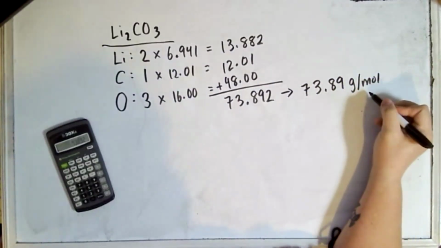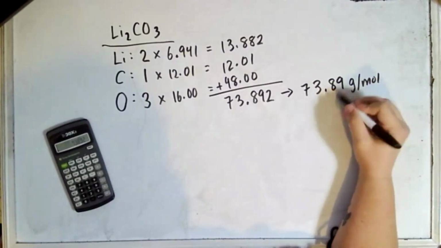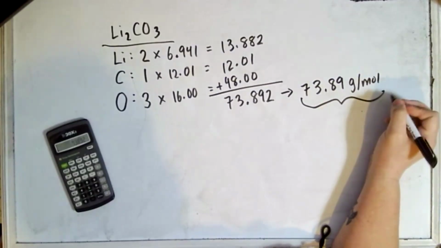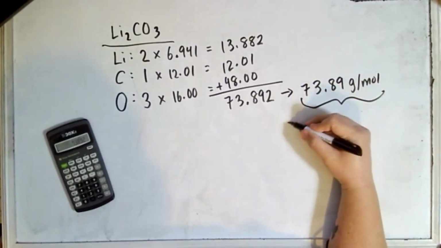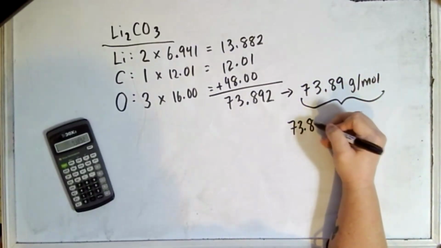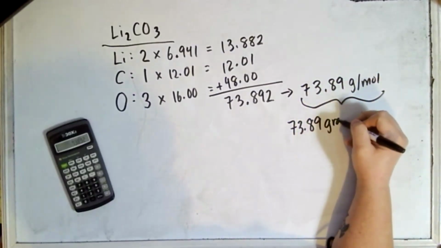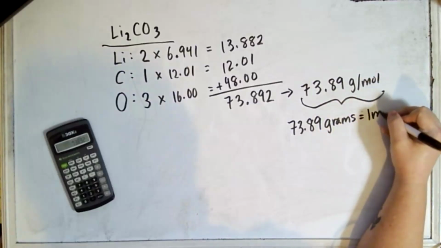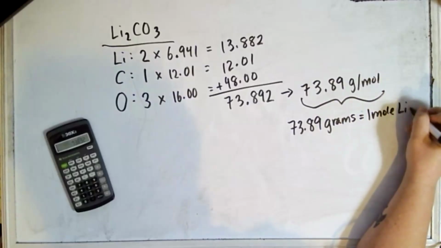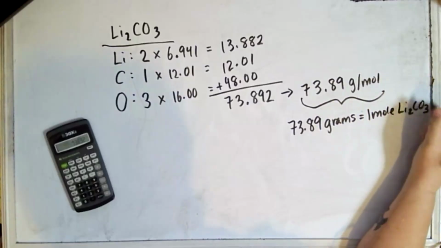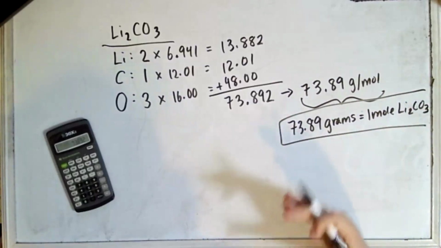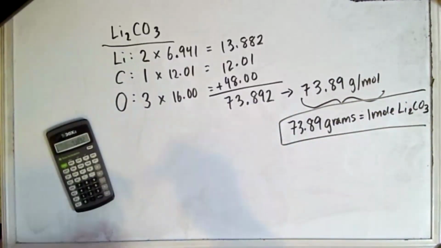Okay. And if this is our unit, grams per mole, what that means is that we can turn that into that equality that we saw in the last slide. There's going to be 73.89 grams of the lithium carbonate in every 1 mole of the lithium carbonate. Okay, that's the information our molar mass is going to give us.